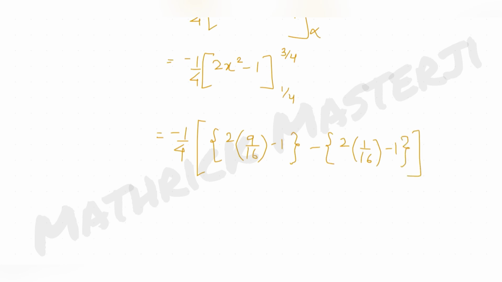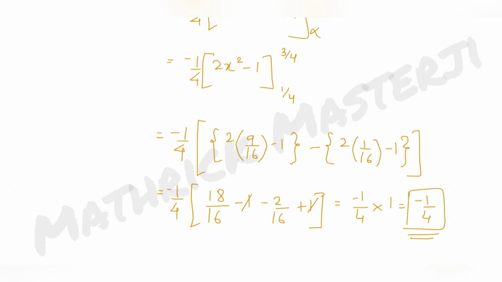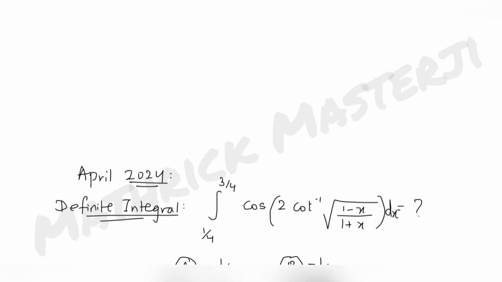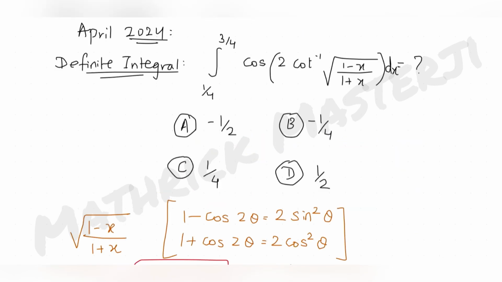So I get minus 1 over 4, 18 over 16 minus 1, minus 2 over 16 plus 1. So minus 1 and plus 1 goes away. 18 minus 2 gives you 16 over 16. So minus 1/4 into 1, which is minus 1/4. So I get the answer to this question. And if you see the answer choice that matches here with the question, it is option B. So B becomes the correct answer choice for the question that is asked to us, to find the integral of this entire expression with the limits from 1 over 4 to 3 over 4. The correct answer choice for this becomes option B.